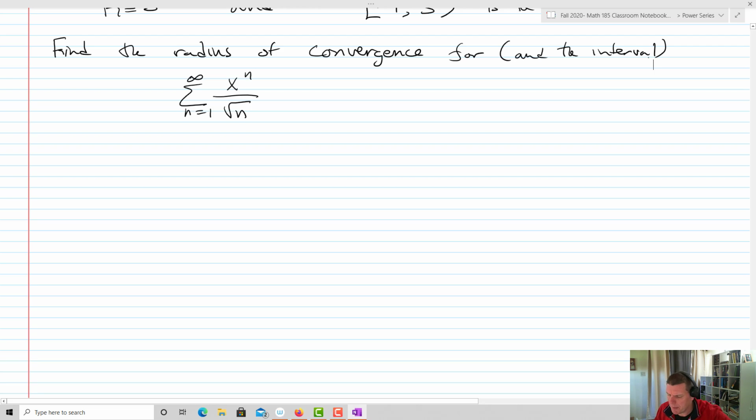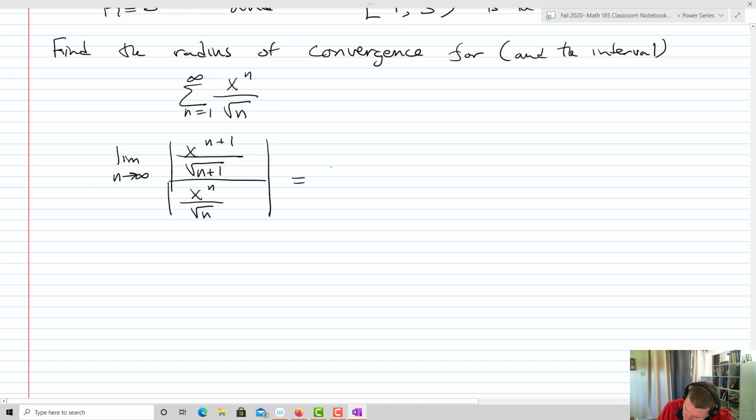So we'll take the sum, n equals 1 up to infinity of x to the n over the square root of n, and we're going to find the limit as n approaches infinity of x to the n plus 1 over the square root of n plus 1 divided by x to the n over the square root of n. And this is then going to equal the limit as n approaches infinity, okay? And what we're going to see is that this is going to be x to the n plus 1 over the square root of n plus 1 times the square root of n divided by x to the n.